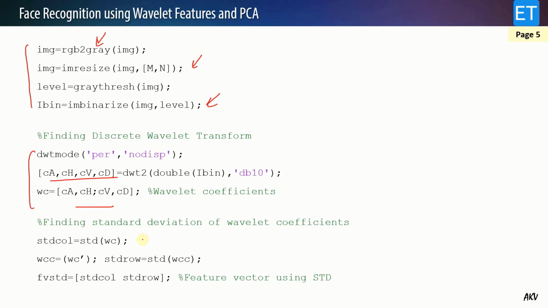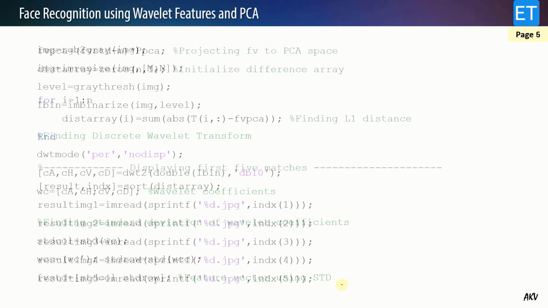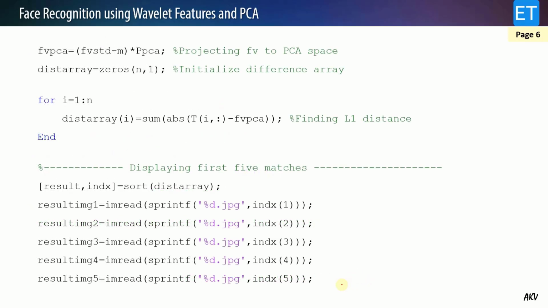Then I find the standard deviation column wise and row wise, and concatenate these two to get the wavelet feature vector. So this FVSTD of size 380 is obtained like this. Then you have to reduce it to size 70, so this mapping equation is utilized. Here you project your 380 points to the PCA space to get the 70 points.